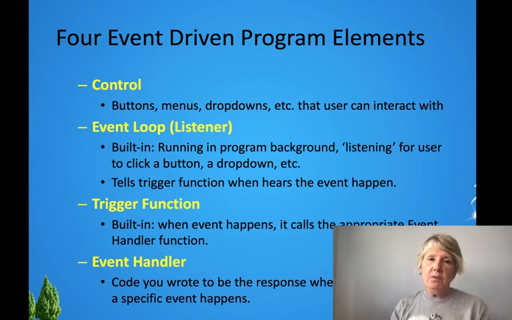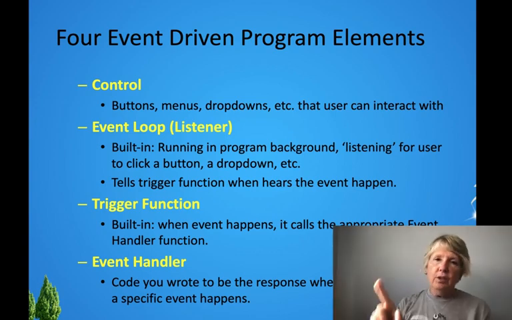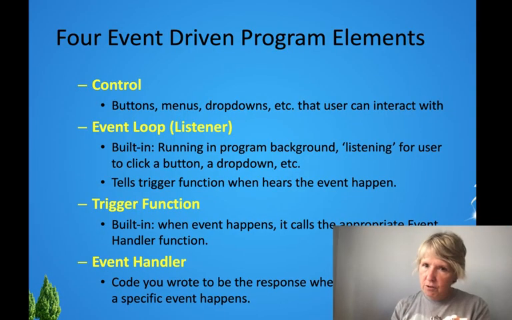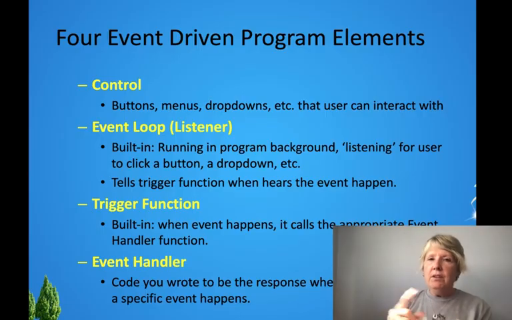And the event loop is, we call them listeners, and it basically runs in the background in a loop, and it's listening for when the user clicks on that button. And when the user clicks on that button, the event loop tells the trigger function, hey, somebody clicked on that button. And the trigger function is just hanging around, says, okay, I know when that happens, I'm supposed to call a particular event handler function.